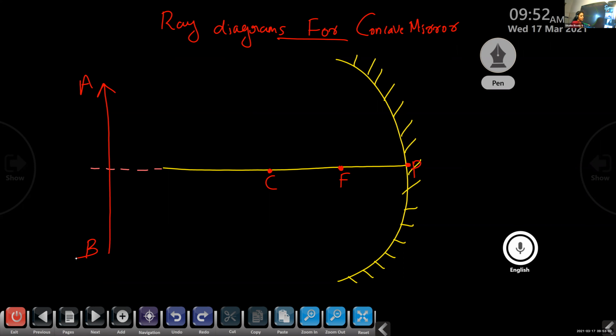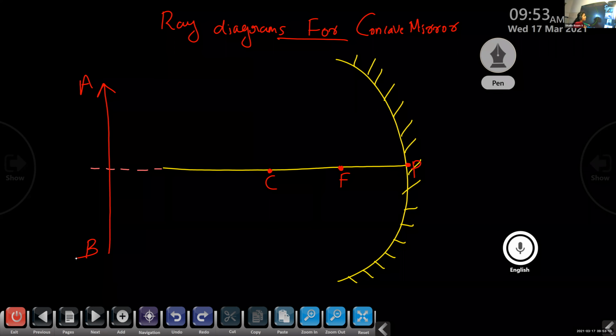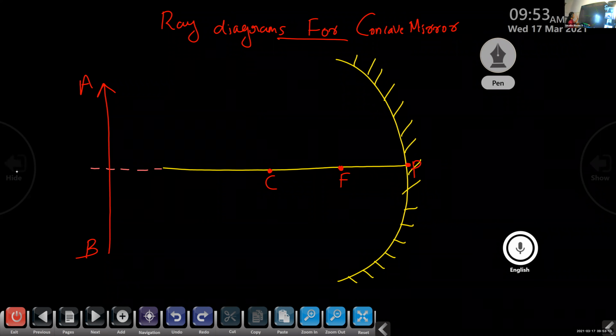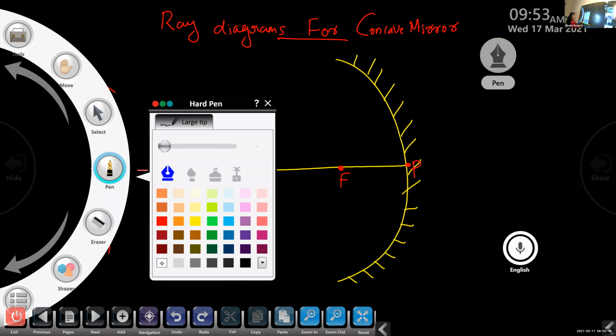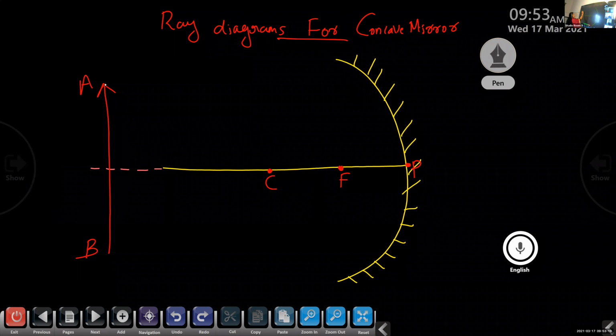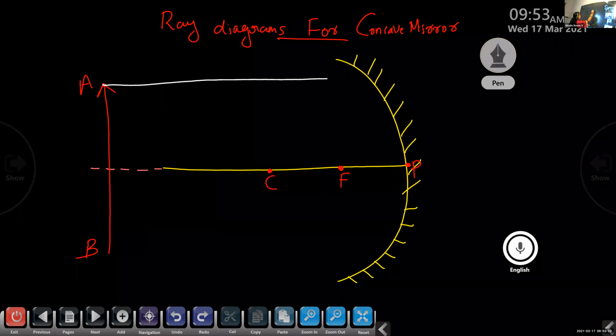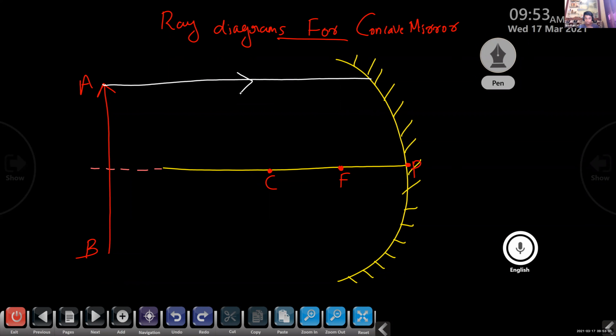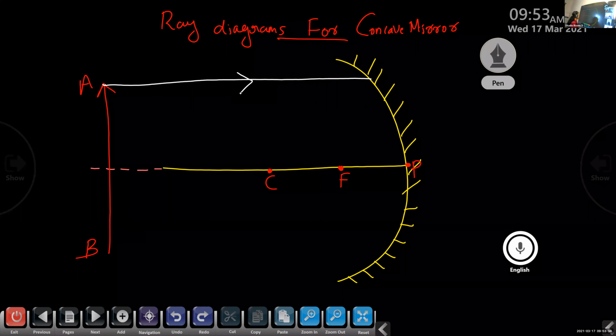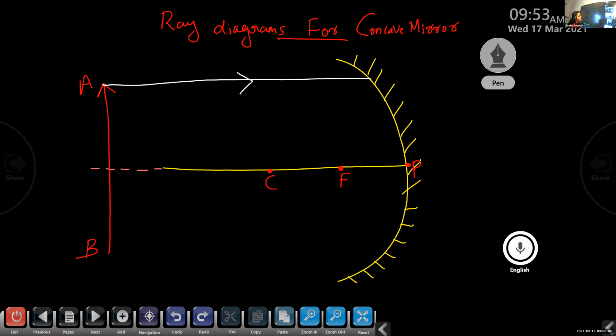Now, students, in order to draw the ray diagrams, we need at least 2 rays to complete the ray diagram of a concave mirror. So here, I am going to take the ray from the end A. From this end A, the ray of light comes. Does it come parallel or perpendicular? Parallel. Yes, very good. This AB is our object. So from the end A of the object, a ray of light comes parallel to the principal axis.